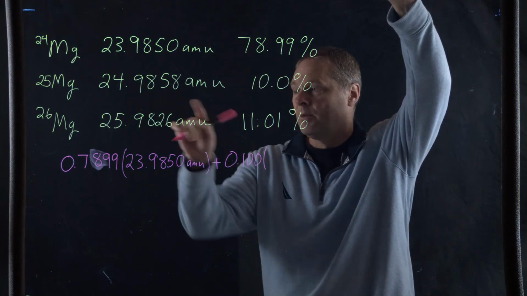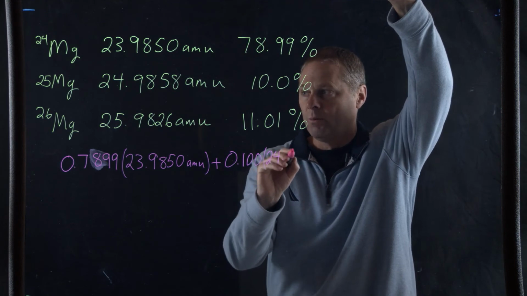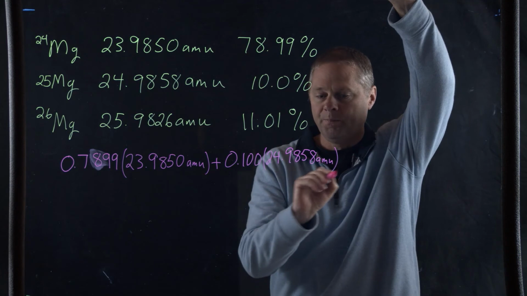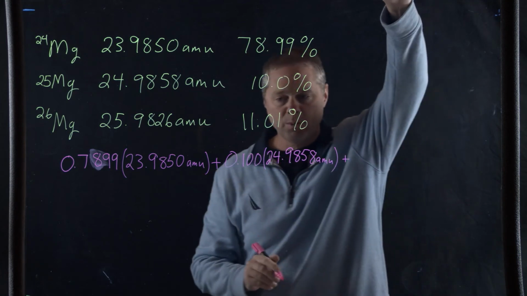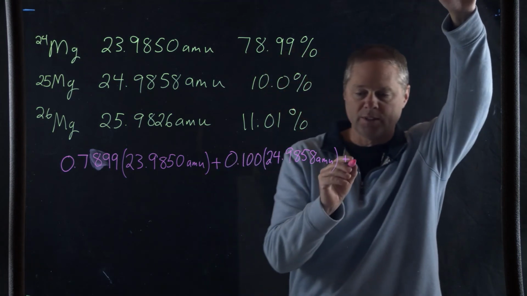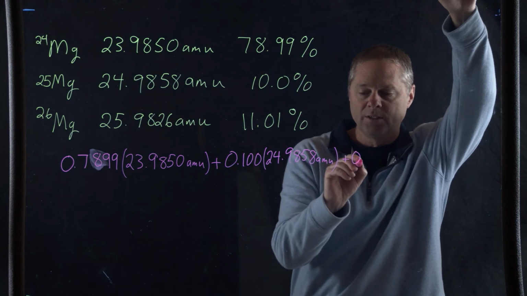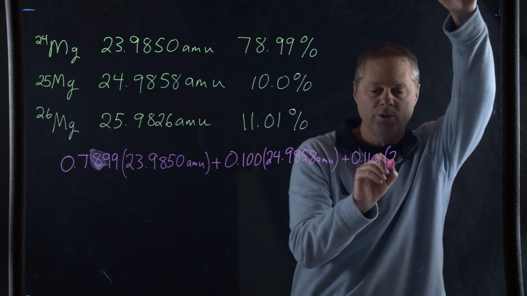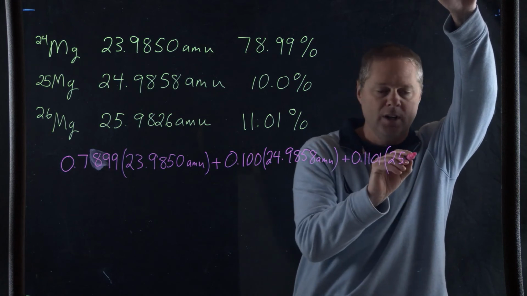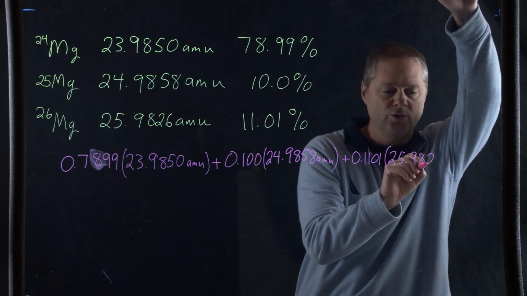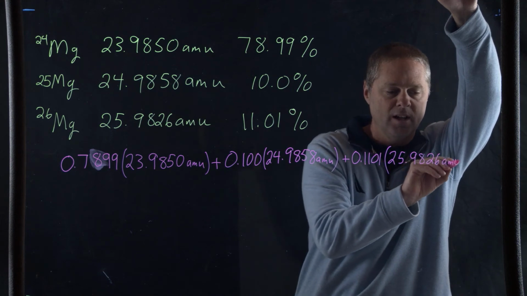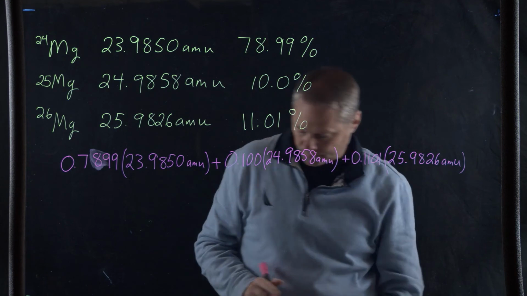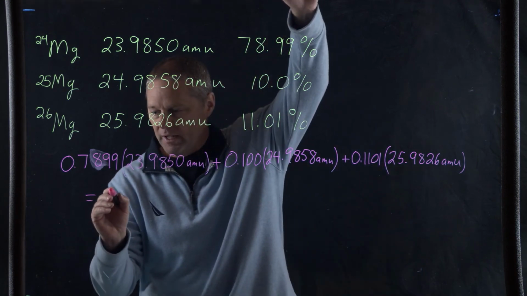That becomes 0.100 times the mass, which is 24.9858 AMU. Then we do the exact same thing with 11.01%. This becomes 0.1101 times the mass, which is 25.9826 AMU.